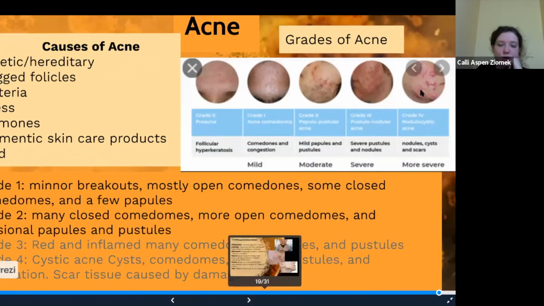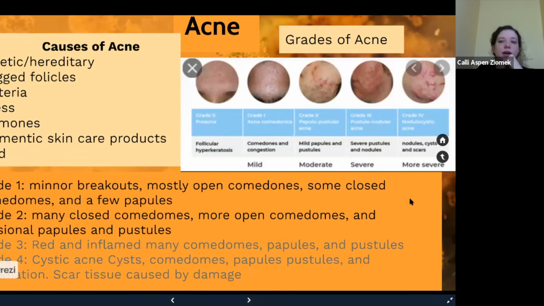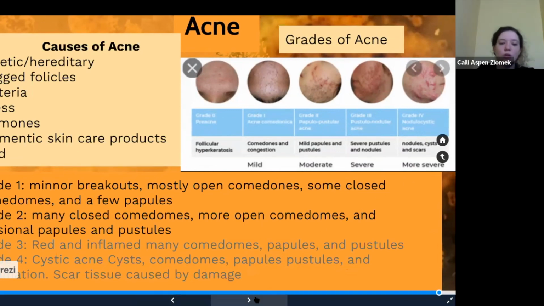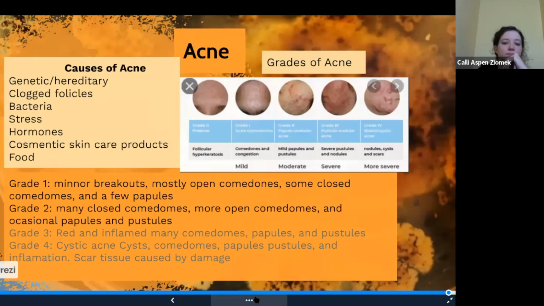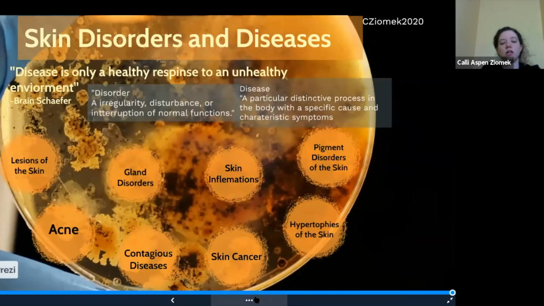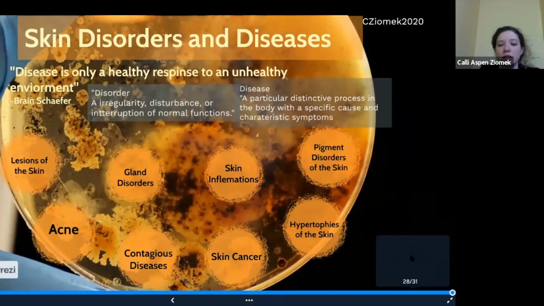Because at that point, it's going past the epidermis, which is where we hang out, and is headed to the dermis level, which is where they hang out as dermatologists. So those are all the diseases and disorders of the skin.